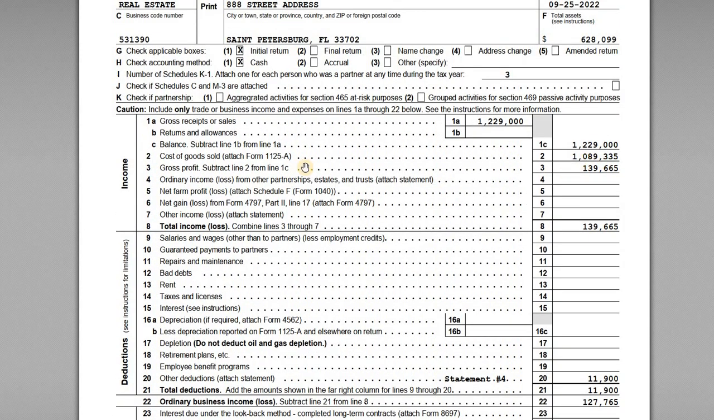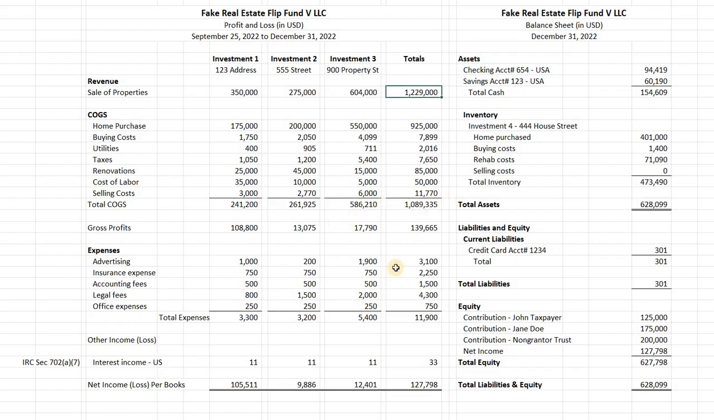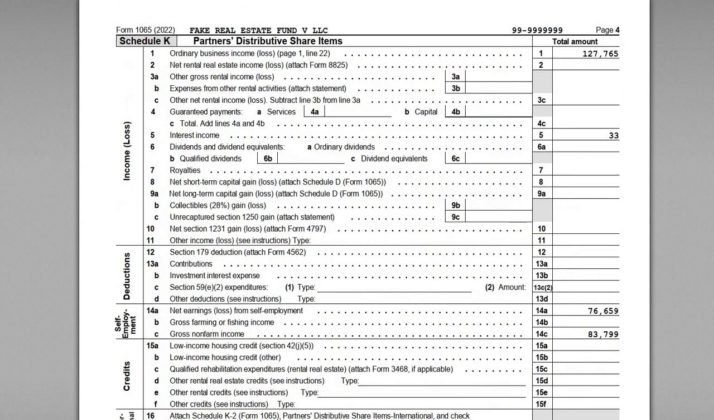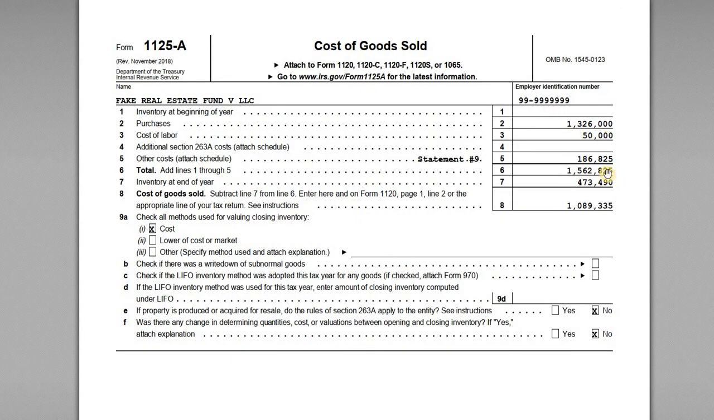And then the cost of goods sold section, attaching 1125, and so that is the 1,089,000. That is the total amount of cost of goods that we have across all the properties. So if we take a look at the 1065 and scroll down to the 1125, here's the roll forward, right? So inventory at the beginning of the year is 0, right? Because this is a first year fund, so we don't have any inventory carried over from the prior year.